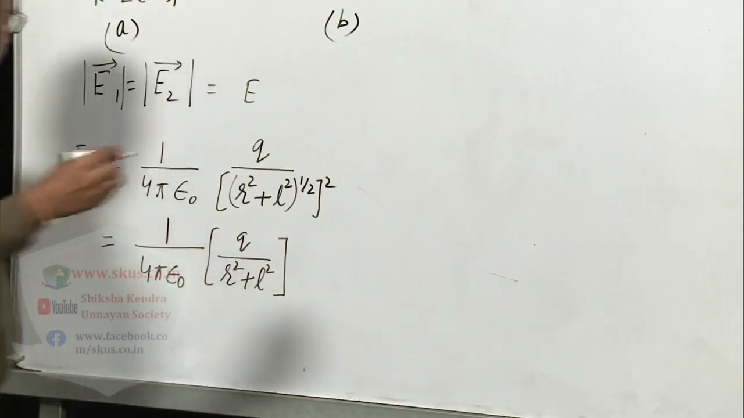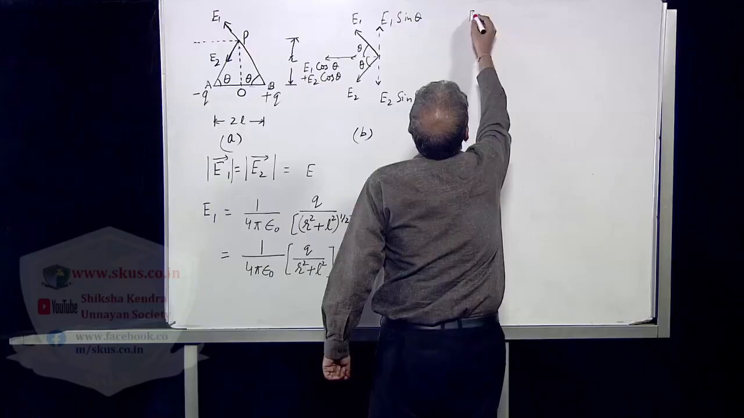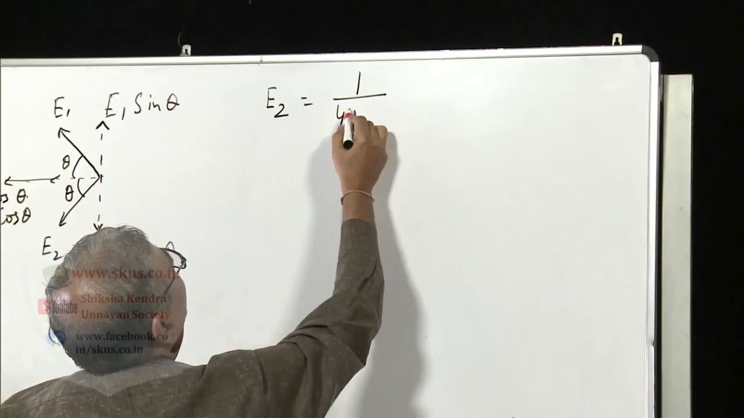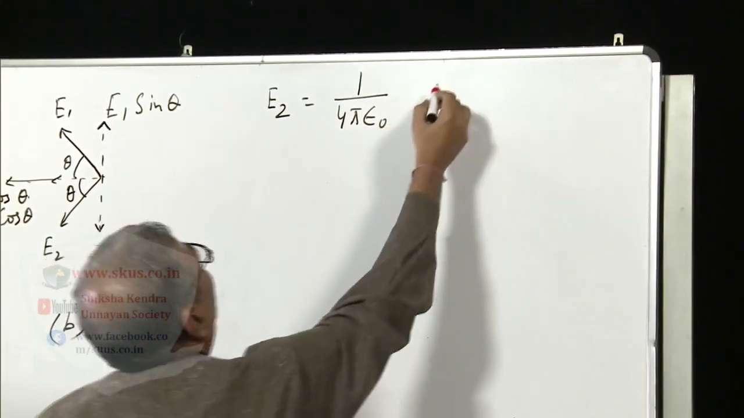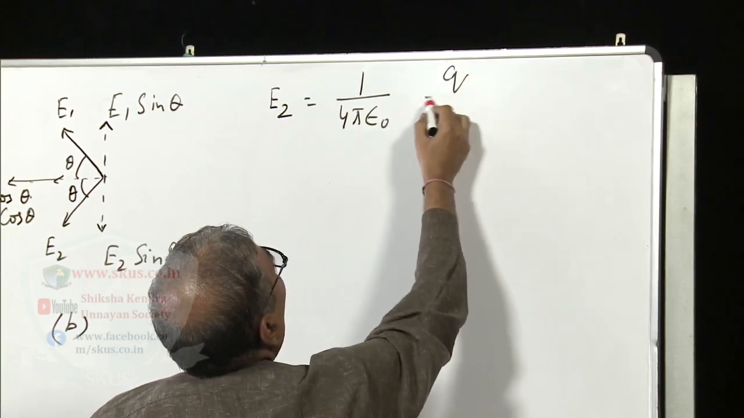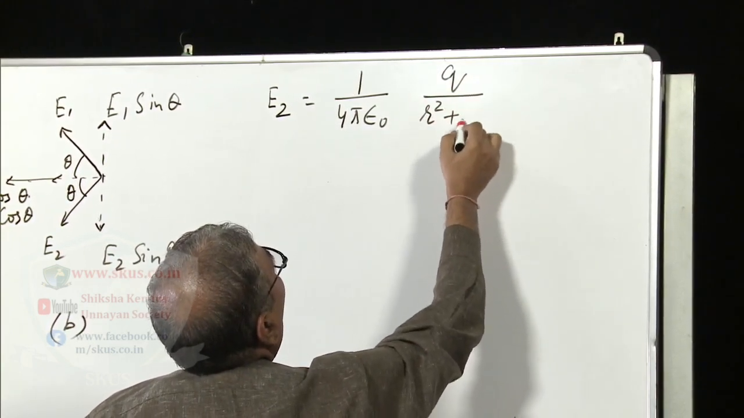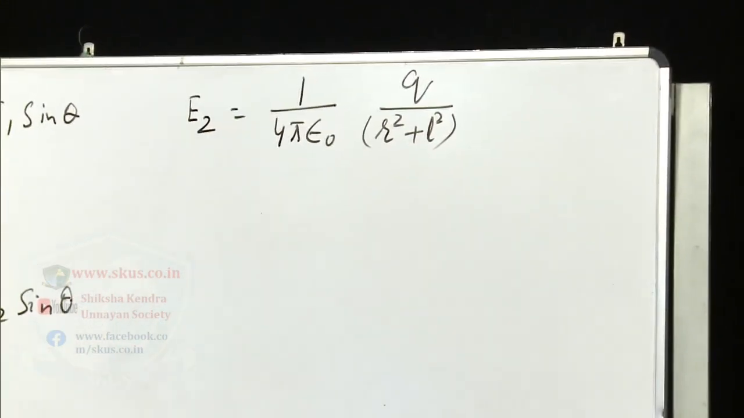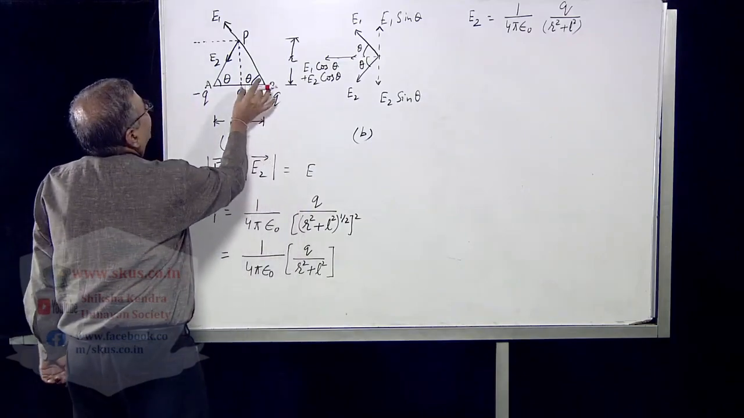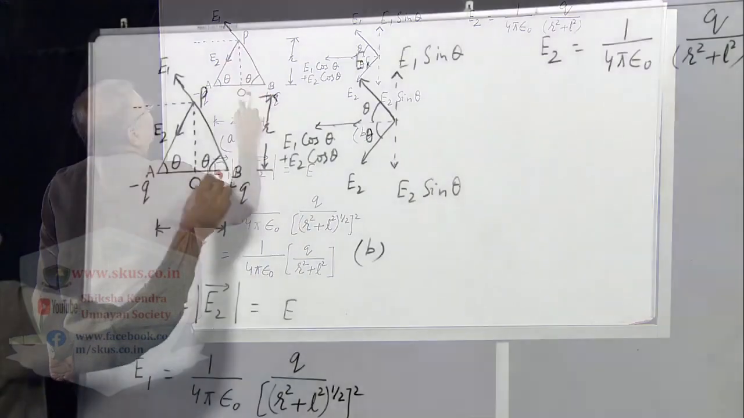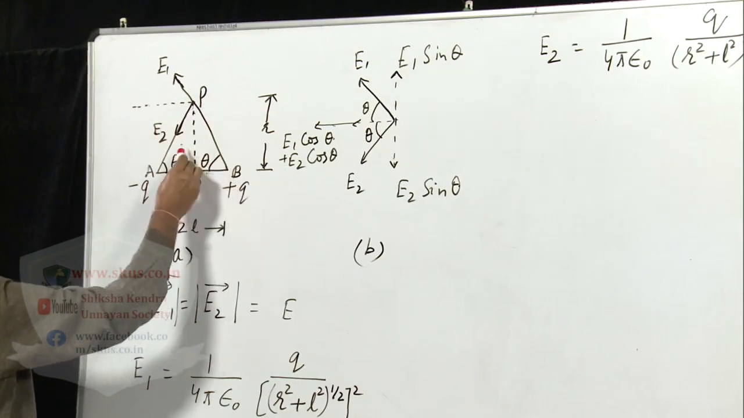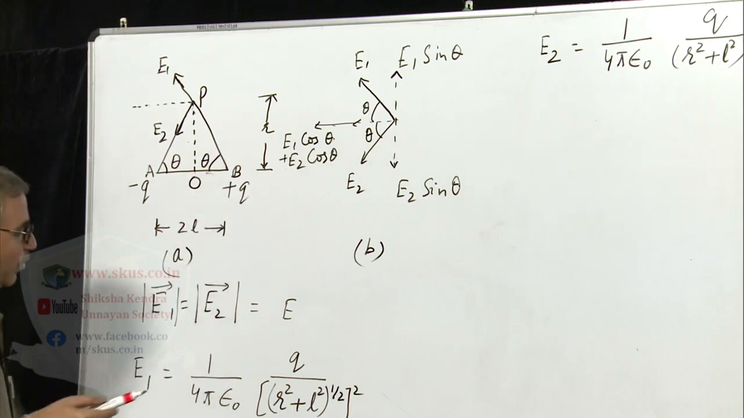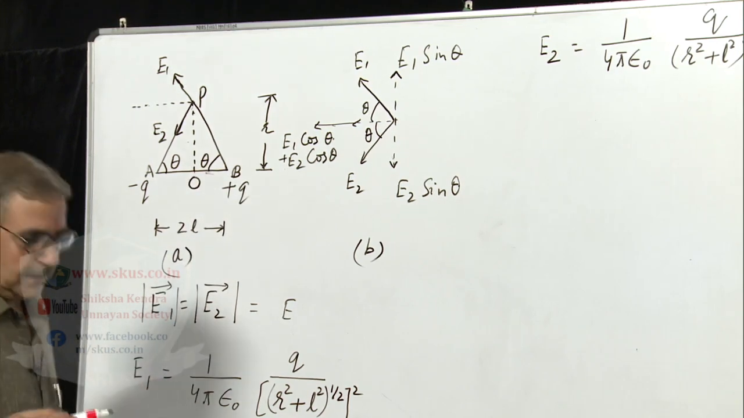Similarly, the expression for E2 is equal to 1 upon 4 pi epsilon naught q upon r square plus L square. Why have we taken r square plus L square? So, this is L and this is r. We are supposed to calculate BP and AP. BP will be equal to r square plus L square under root. When we take the square of the under root, it is simply r square plus L square in both cases.